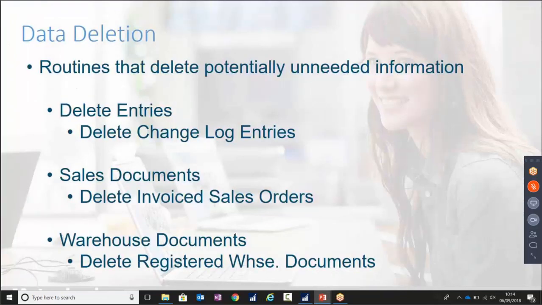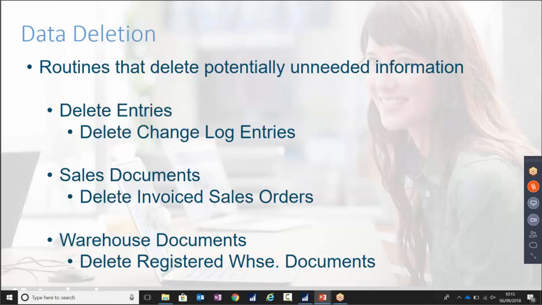So that's another way that you can save space on your database by deleting records that are no longer needed or potentially no longer needed. And then the last form of data deletion that I wanted to show you is deleting registered warehouse documents. When something is sold from a controlled warehouse, a warehouse pick needs to be used, and that's a document that tells the person in the warehouse where to take the item from and where to put the item.